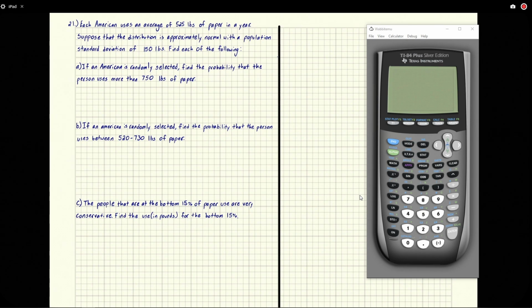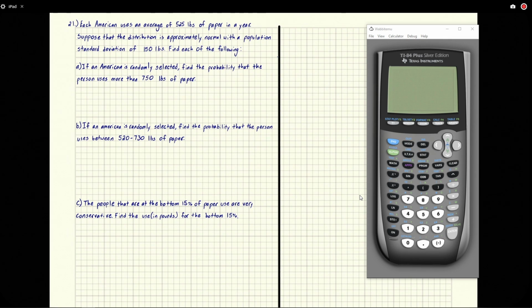Eric Burgess here. Each American uses an average of 525 pounds of paper in a year. Suppose that the distribution is approximately normal with a population standard deviation of 150 pounds. Find each of the following.